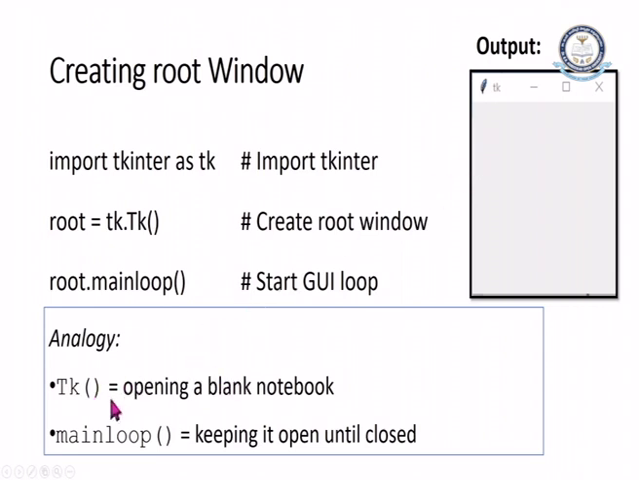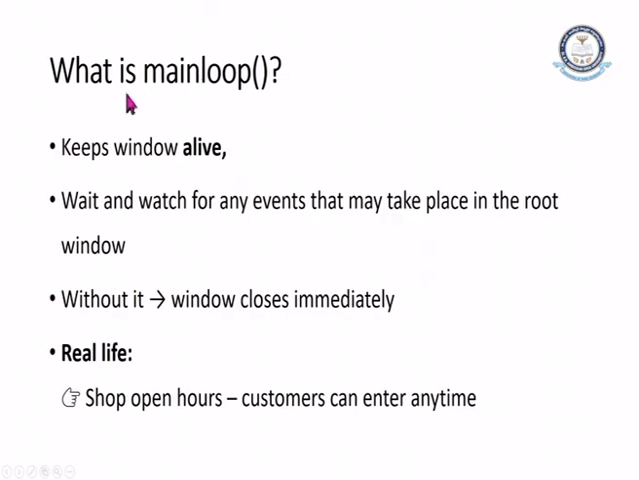So, as I covered the important points, Tk is used for opening a blank notebook. You can use this analogy to understand. Mainloop is keeping it open until closed. Until you close the application, it should be in the active state. Then what is mainloop? I already covered it. It keeps the window alive and waits and watches for any events that may take place in the root window. That is why it should be in the alive state.